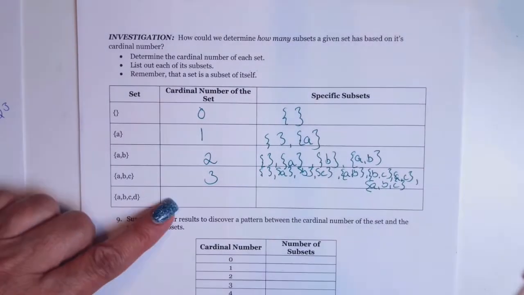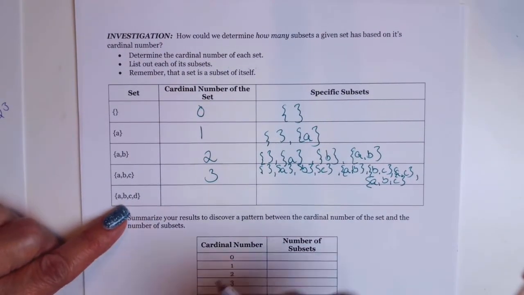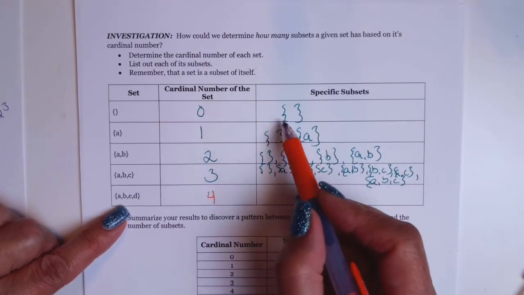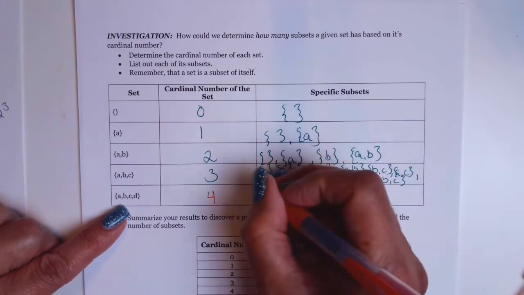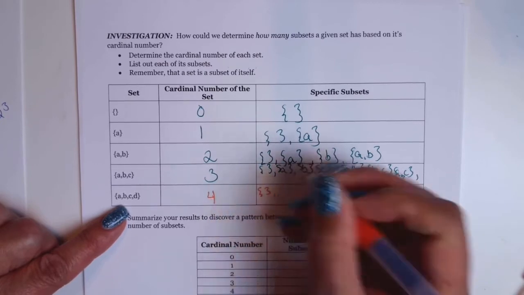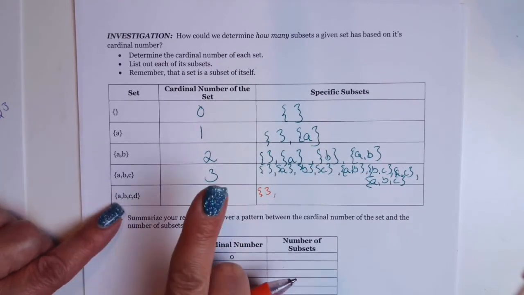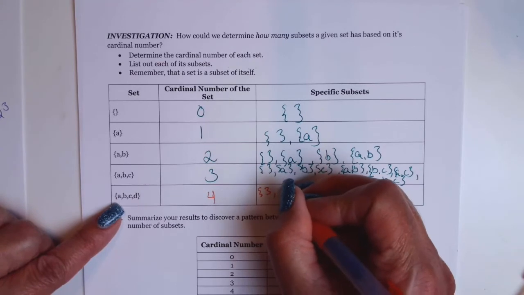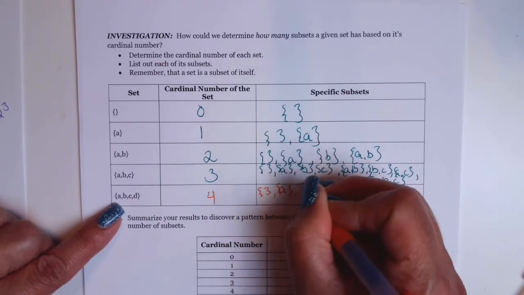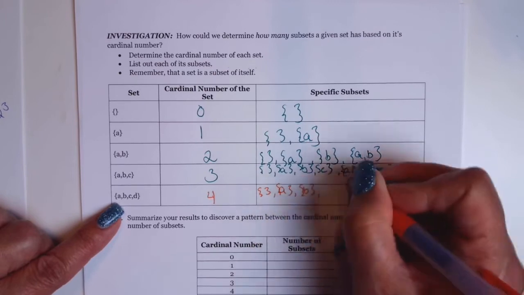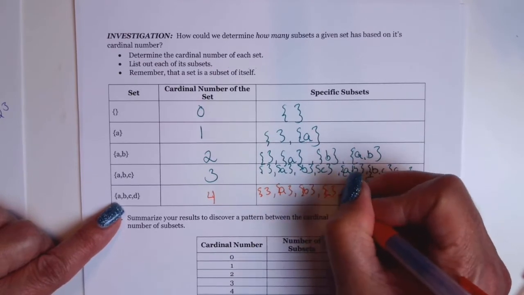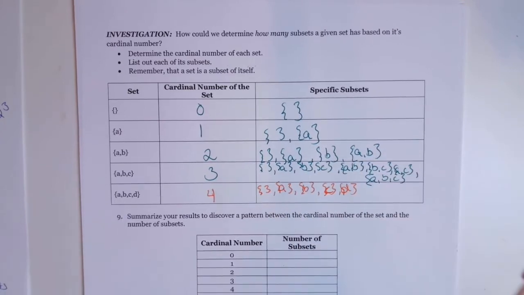Okay, next line. We have 1, 2, 3, 4 elements, so our cardinal number of the set is 4. Now we're going to look at our specific subsets again. We have the empty set, and then we're going to list the subsets where we only have one of these elements. So A, and again, do not forget those braces. So there are the single element subsets.